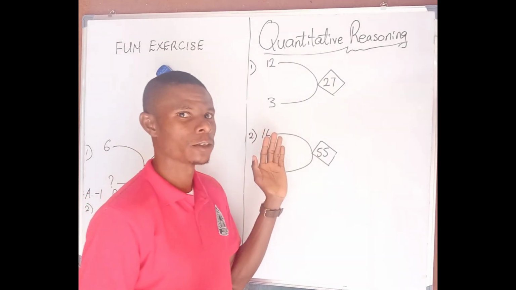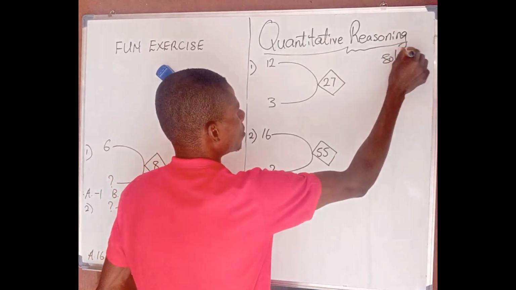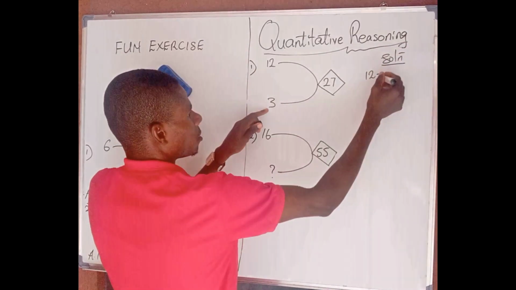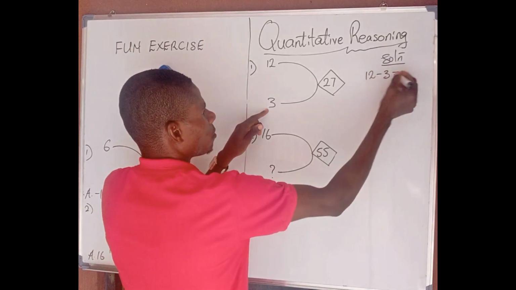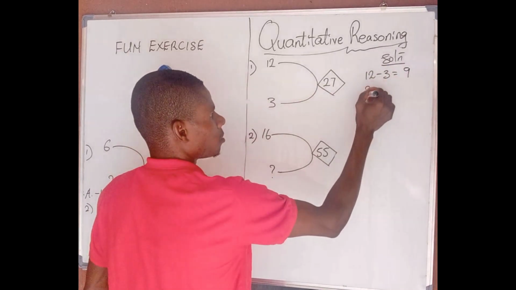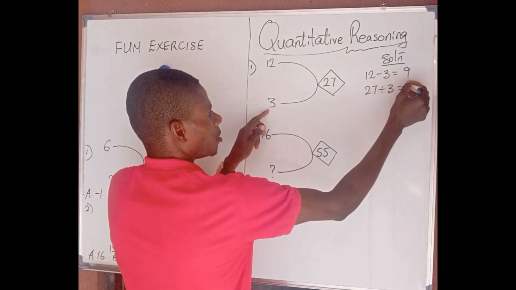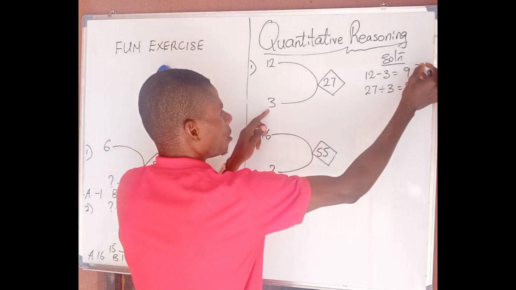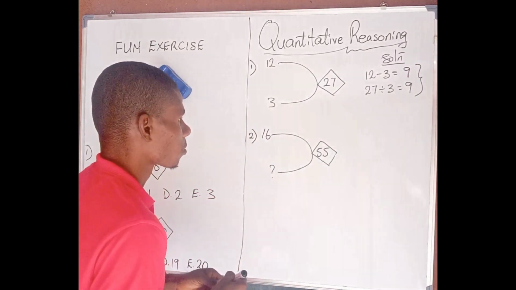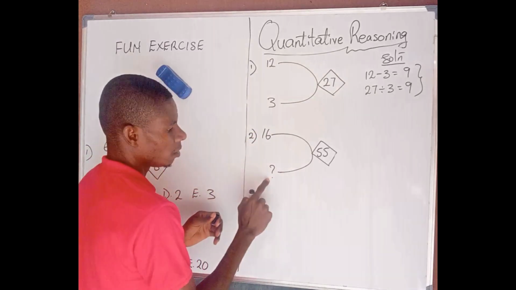So we have a different figure today to deal with. So this simply means solution. Okay, this is 12. So 12 minus what is here? 3. So 12 minus 3 is 9. What about this? This means 27 divided by this same 3, giving us 9. So you can see that the two results are the same. So 9, 9.